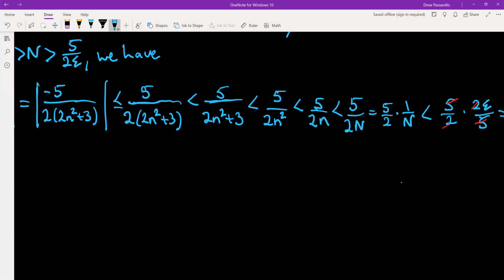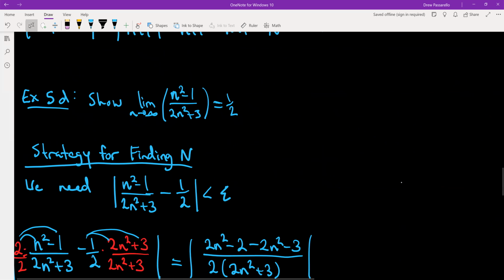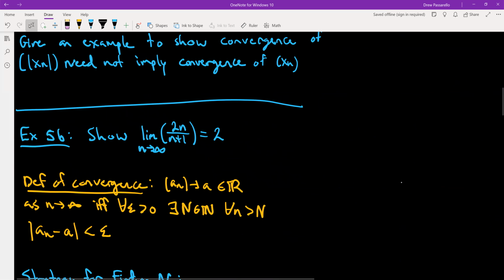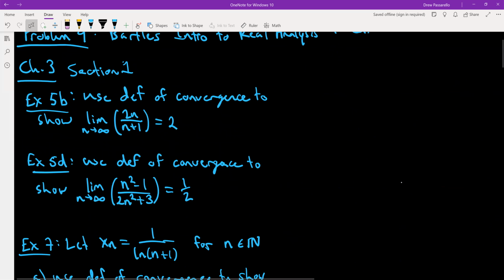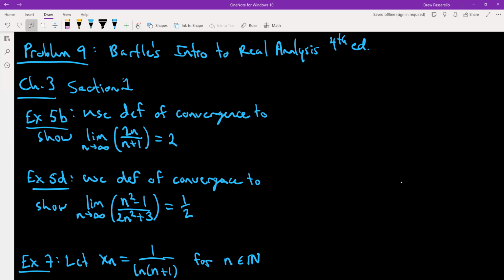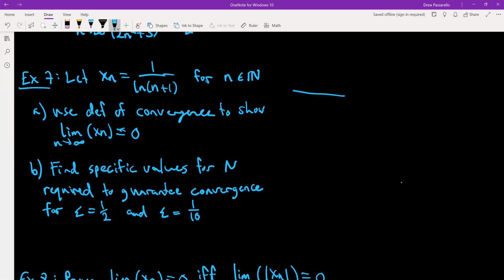And I think I will end it there and do a part 2 to this example. So this problem set was problem 9, and it was like 4 problems taken from Bartle's Intro to Real Analysis, Chapter 3, Section 1. And so I've done this example, and I've done this example. So the next video, I'll do this one. I think this video is already long enough.